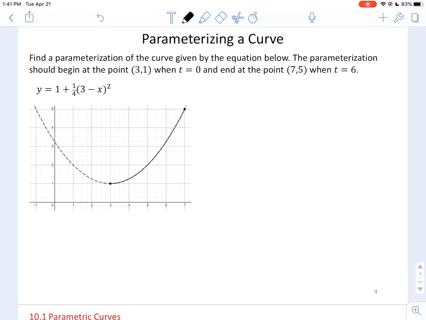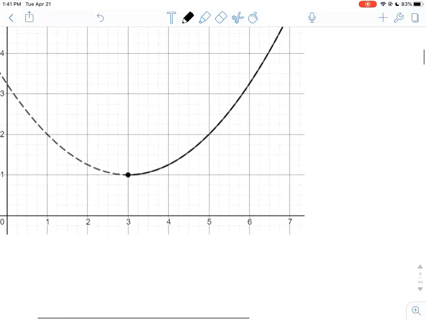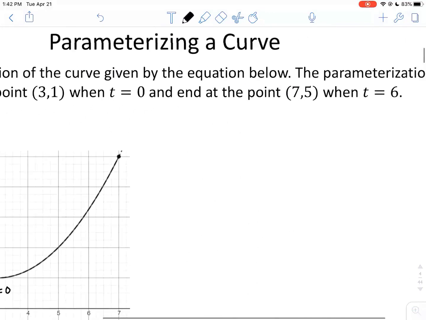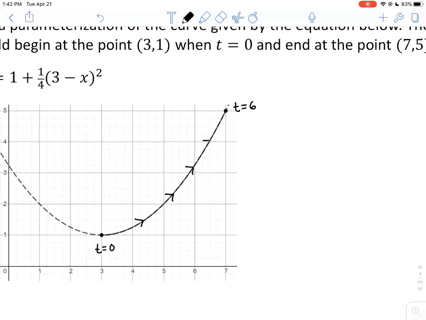We want the parameterization to begin at the point 3,1 when time is 0, and end at the point 7,5 when time is 6. So we're going to draw a different portion of this, and it's going to go in a different direction. All right, so we want time 0 to be starting there, and here we want this to be when time is 6. This is the direction it's being drawn.